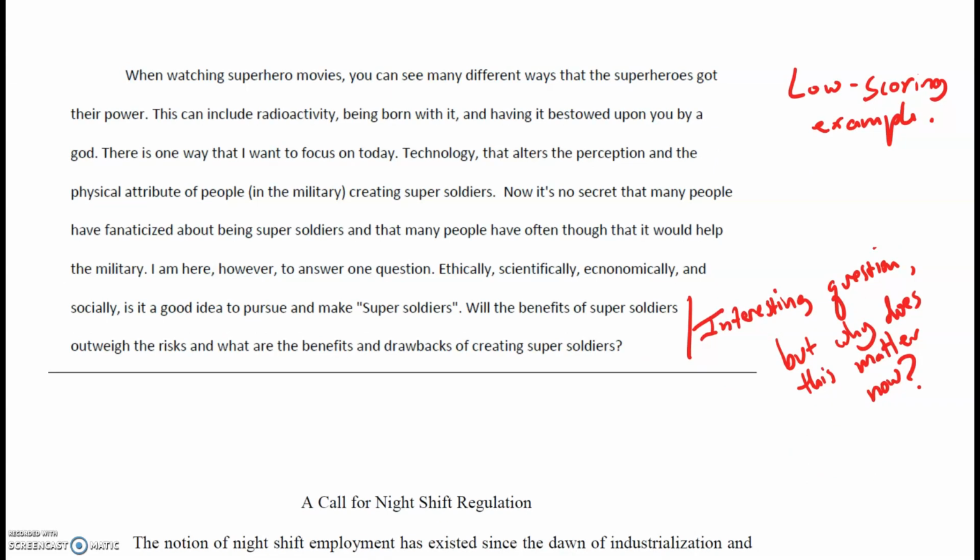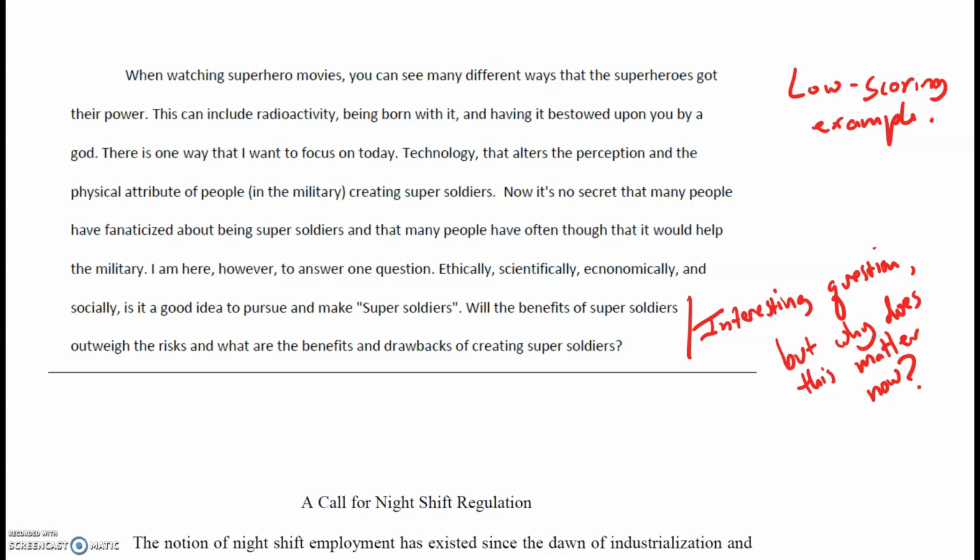He follows this up with, will the benefits of super soldiers outweigh the risks, and what are the benefits and drawbacks of creating super soldiers? Probably not necessary to add that part. But this is interesting. But the problem is I have absolutely no idea why this matters right now. Are they working on it? Are other countries working on it? Does the technology exist? What kind of technology are we talking about? How much is the government spending on super soldier programs? Are there super soldier programs?